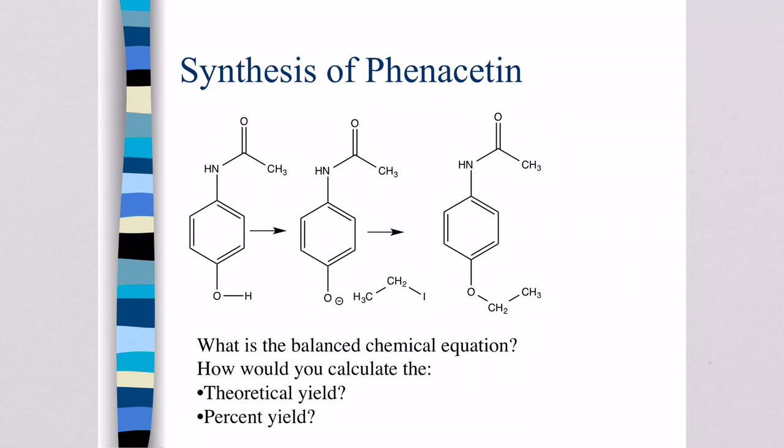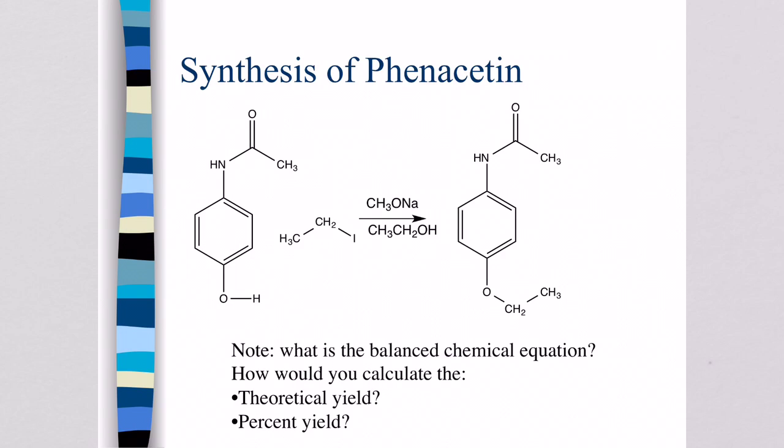Okay, so as we're planning our synthesis of phenacetin, we need to know what is the balanced chemical equation so that we can determine what the theoretical yield of the reaction is. And basically the theoretical yield, remember, is just how much product can be formed if all of the limiting reagent reacts. And then the percent yield is just the isolated yield that you get from the reaction divided by the theoretical yield times 100.